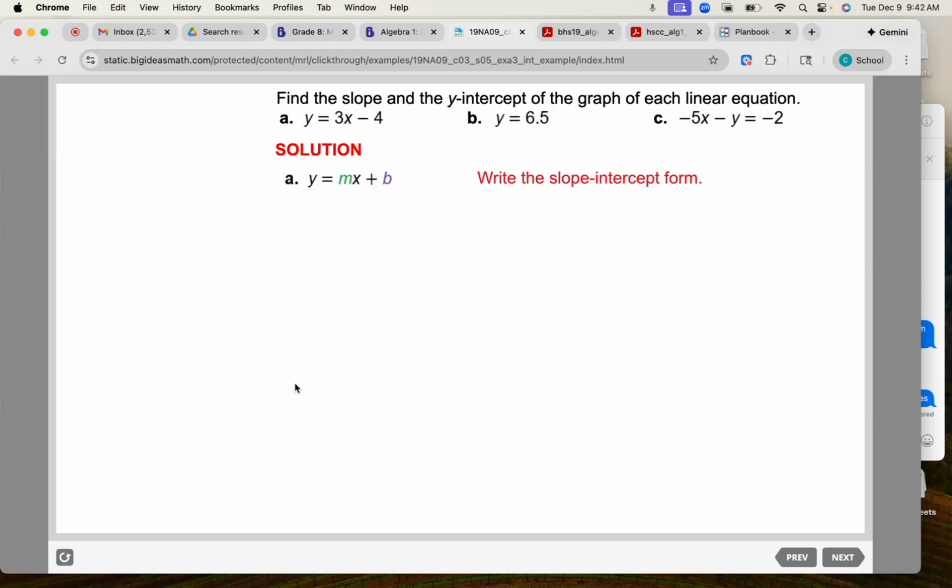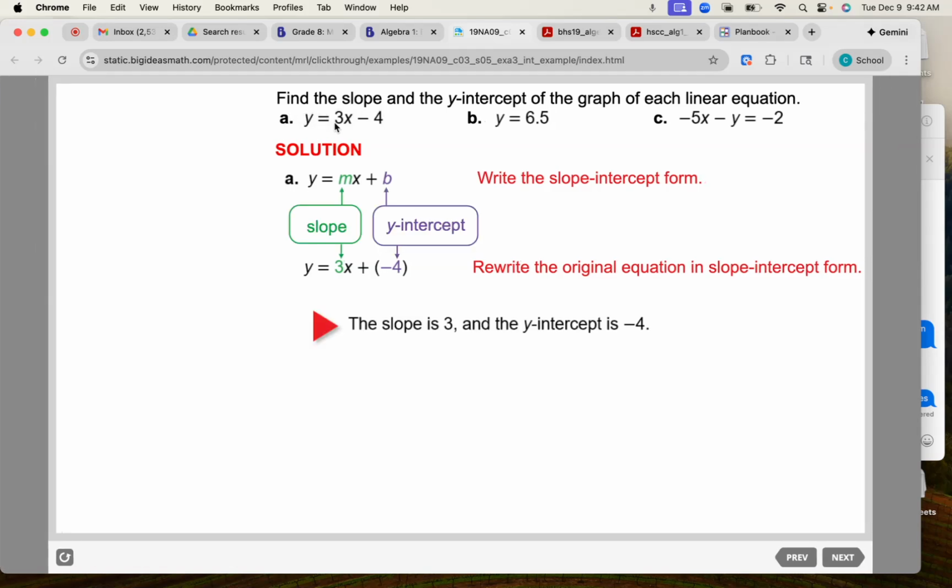All right, looking at A, what is my slope? Y equals mx. What is just the slope? 3. Is she right? What's my B? 4. Close. -4. So slope is 3. You can say m equals 3. And then you can say y-intercept equals -4. This is incredibly easy.